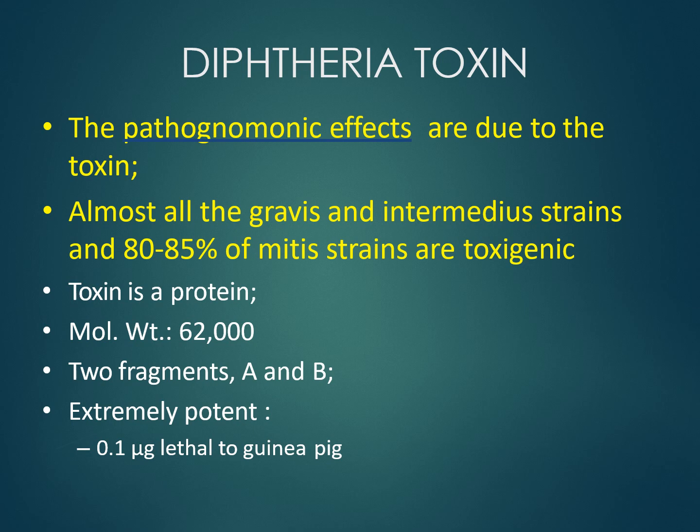Almost all the serotypes like gravis and intermedius strains and about 80 to 85% of mitis strains are toxigenic. That is, they are able to produce this diphtheria toxin. This diphtheria toxin is a protein and its molecular weight is about 62,000 Dalton. It consists of two fragments, A and B. It is a very potent toxin. About 0.1 microgram is lethal to a guinea pig.